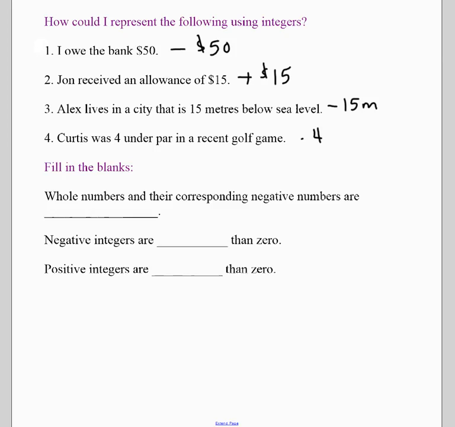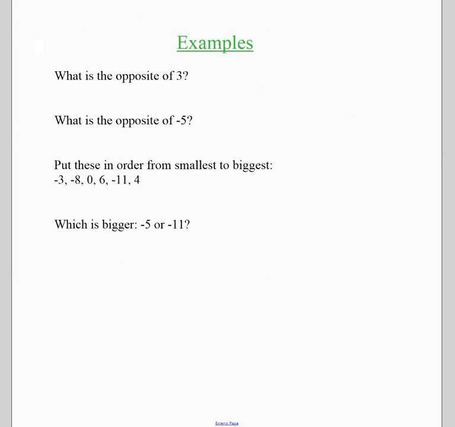So let's look at some of the language that we've already been introduced to. Whole numbers and their corresponding negative numbers are called opposites. Again, 5 and -5. Negative integers are less than 0, and positive integers are more than 0. So let's look at some examples, make sure that you understand what you've learned about in terms of an introduction to integers. What's the opposite of 3? The opposite of 3 is negative 3. What's the opposite of negative 5? The opposite of negative 5 is positive 5.